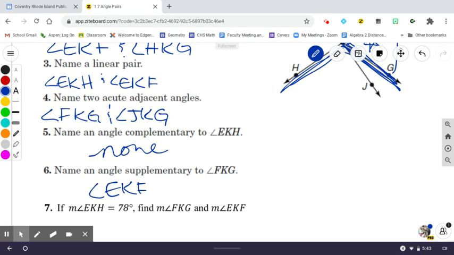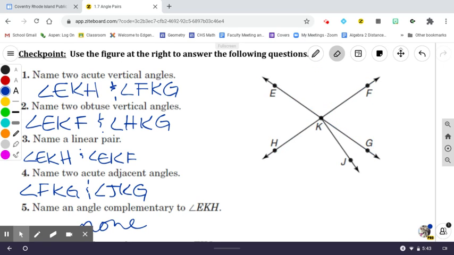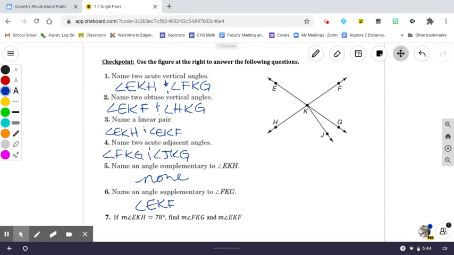Okay. And the last one says angle EKH is 78 degrees. Find FKG and EKF. So let me erase this. Go back here again. So it says, I'll zoom out, EKH is 78. So EKH, this one here, is 78. And it wants us to find this one and this one. So we have to ask ourselves, what's the relationship between these angles? EKH and FKG are vertical, which means they're equal. So FKG is 78 degrees.